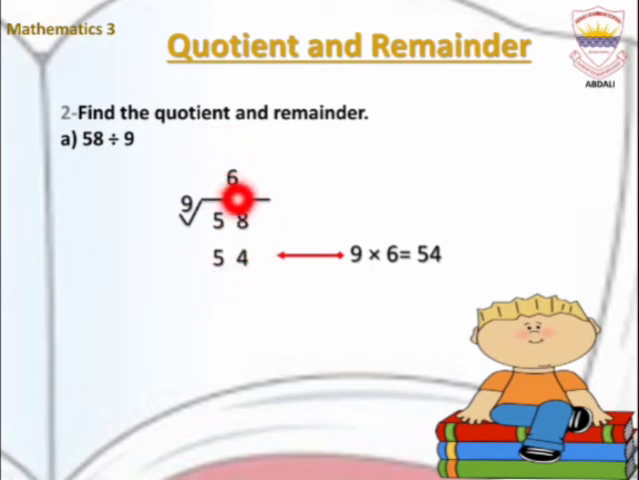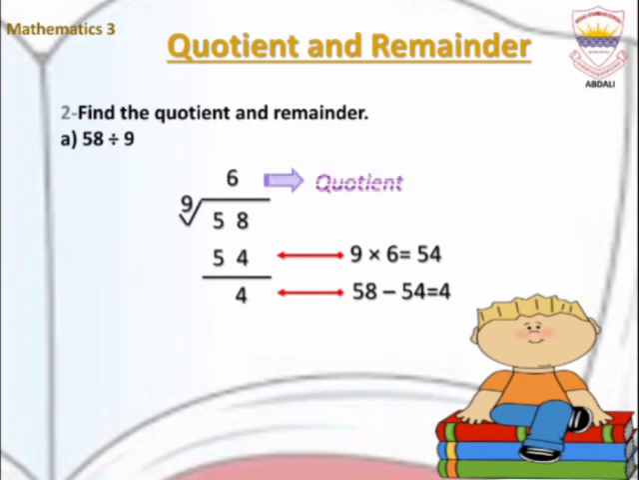Now student, what do we do now? We subtract 54 from 58, we get 4. Here students, 6 is our quotient and 4 is our remainder.